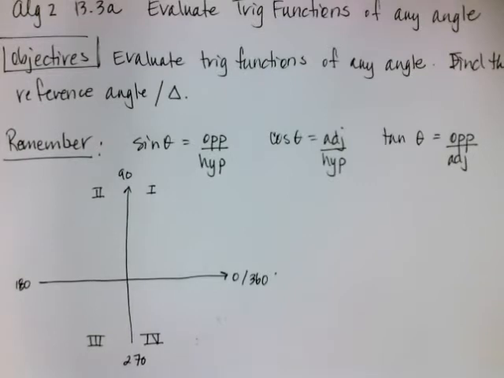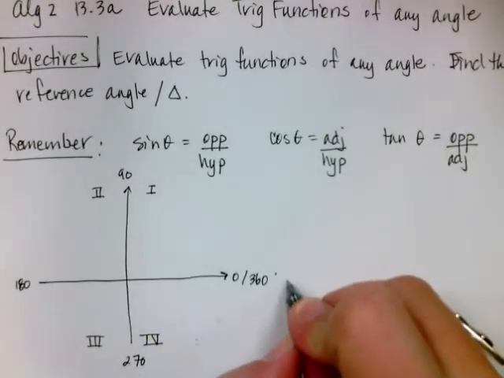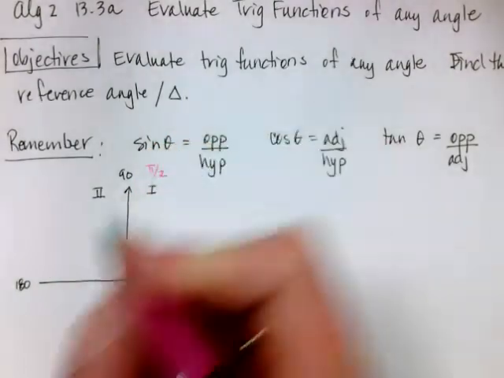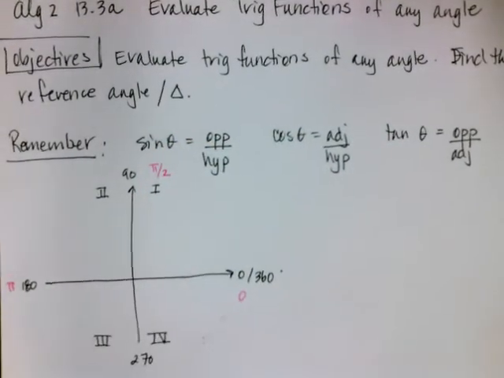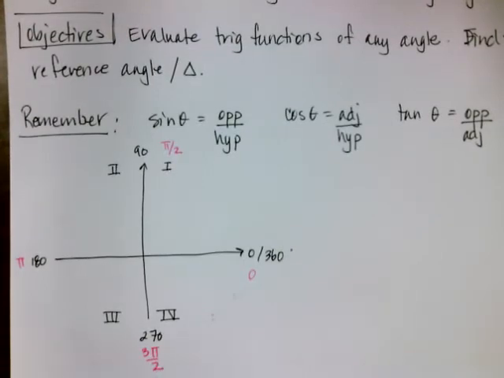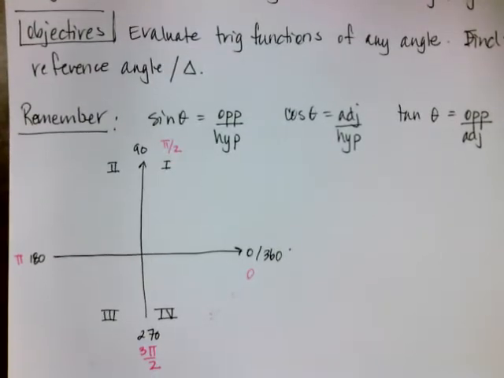I can also do this in radians, so let me get a different color pen. So if I do this in radians, this is 0 radians. Then this is pi over 2, this is pi, can you see it? And then this guy down here is 3 pi over 2. So you need to memorize those radians.